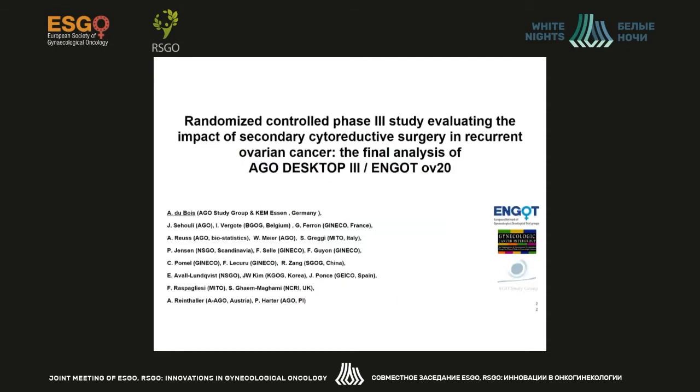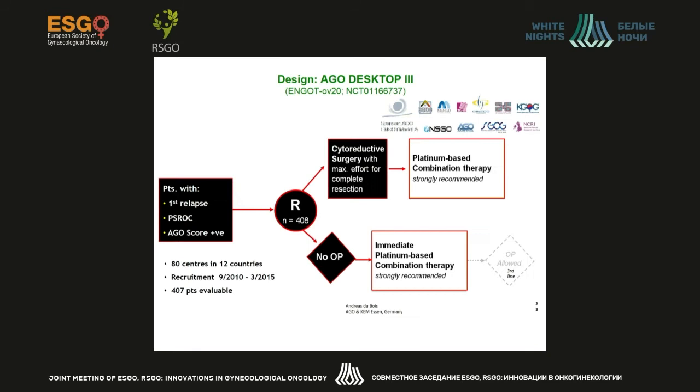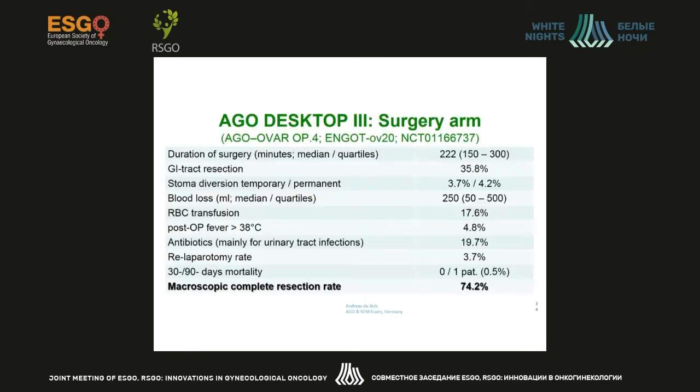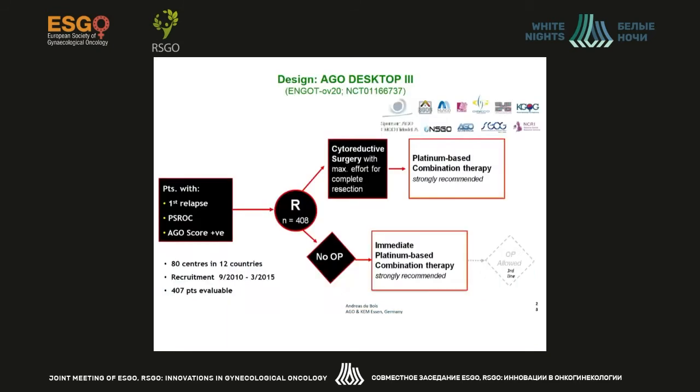And that was the reason why I designed the DESKTOP III trial, with presentation this year. The design of the study, I think you all know. So again, patients with a positive AGO score with these three items, first relapse, and subsequent platinum-based chemotherapy were randomized to surgery followed by chemo, or only chemo.